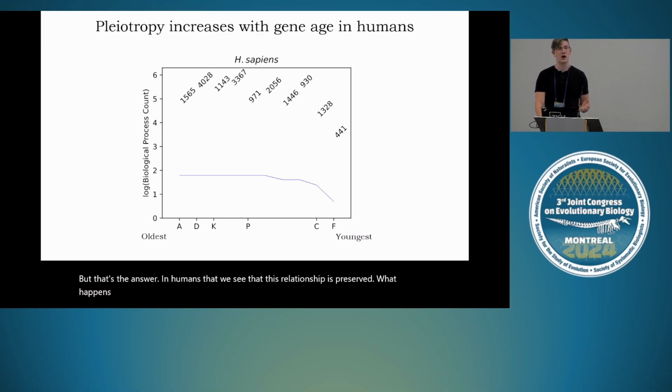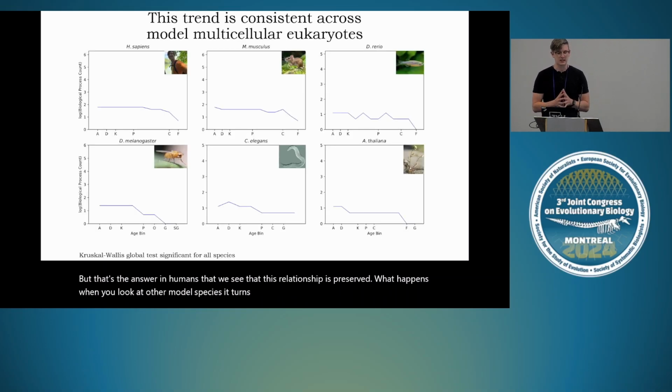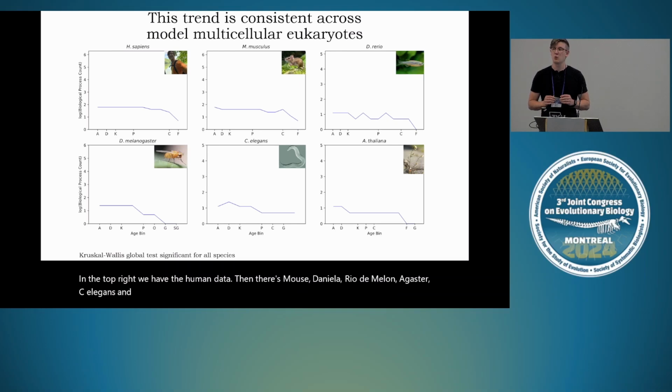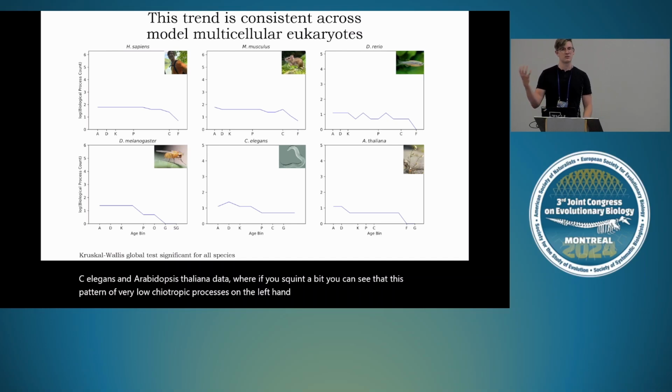What happens when you look at other model species? It turns out, very frustratingly, that these results hold across 6 model multicellular eukaryotes. So in the top right, we have the human data. Then there's mouse, Danio rerio, D. melanogaster, C. elegans, and Arabidopsis thaliana data, where if you squint a bit, you can see that this pattern of very low pleiotropic processes on the left-hand side and relatively higher pleiotropic processes on the right-hand side holds.